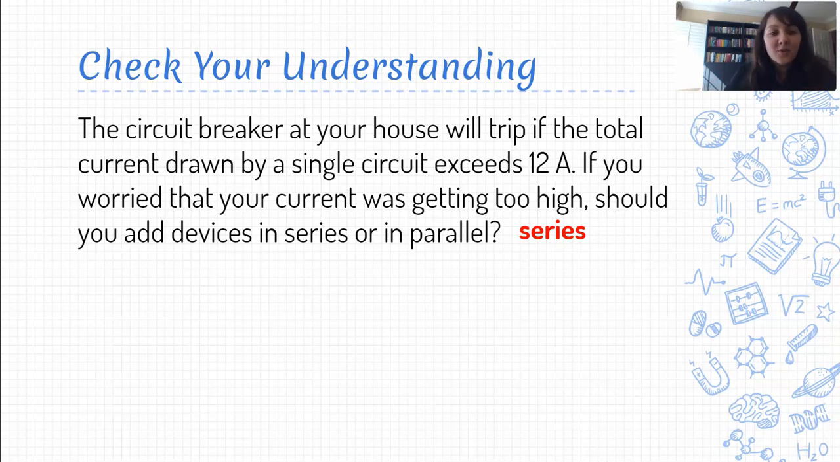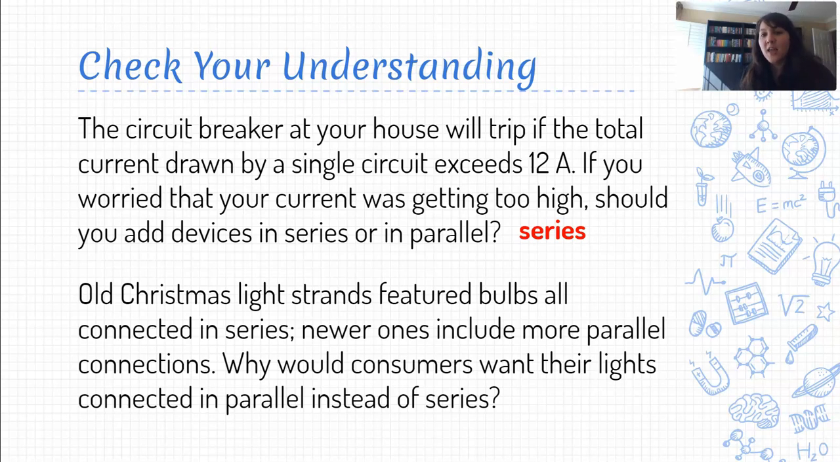Right? Second question for you to consider. It used to be old Christmas light strands would have all the bulbs connected in series, but nowadays if you buy Christmas light strands, what you'll have is a number of parallel connections in those, which is why we end up seeing multiple wires connecting our lights together. Why would this change be made? Why would consumers want their lights connected in parallel rather than in series?